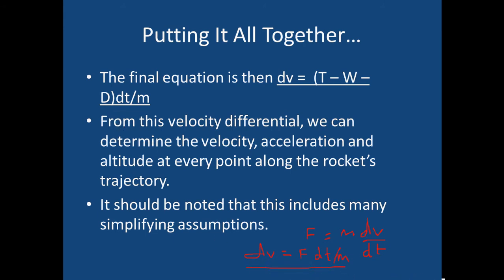Alright, so from this velocity differential, we can describe the rocket's trajectory. I should probably mention, as I say here, that we have lots of assumptions in there, such as no wind, because we ignored lift. I know it's oversimplified, but it describes the theoretical flight of a rocket quite well.